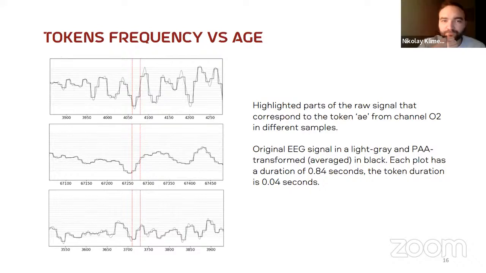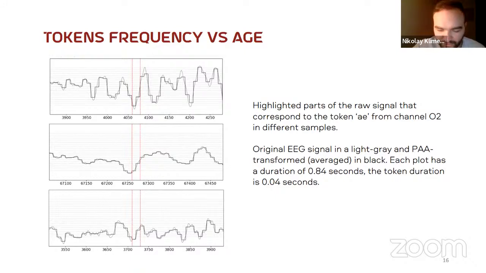Well, every data point in our data corresponds to approximately 0.02 seconds. So here in this example, you see a token that contains two letters, A and E, after symbolization. It's a reconstruction of the original signal that leads to this token AE. The length of this token that consists of two symbols is going to be 0.04 seconds.